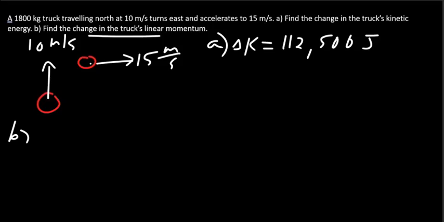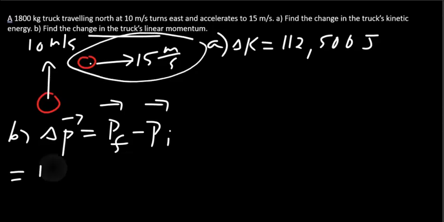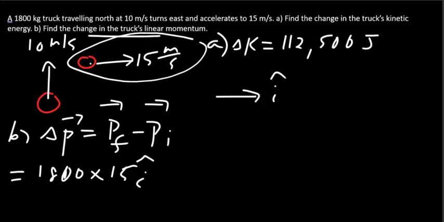Now linear momentum is a vector, so we have to be careful here. The change in the linear momentum is the final momentum minus the initial momentum of that truck. So the final momentum, that part of the motion, equals the mass of the truck, 1800, times its velocity at that time, which is 15 i hat. I'm using i hat as a unit vector along the eastward direction.